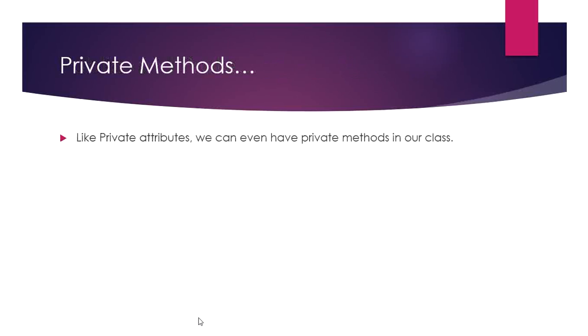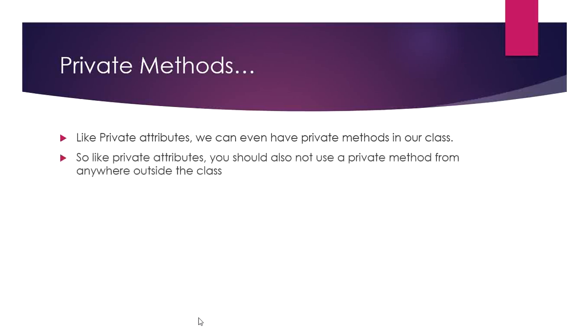Okay, moving forward, so we have private attributes, we also have private methods. They do the same thing that private variables do. It is also going to protect our stuff. If you still want to access these private methods, then we can by using that particular syntax. Like private attributes, you can also use them, but I'd like to tell you it is not a good practice to access private variables. Important, you should not try to access them. So like private attributes, you should also not use a private method from anywhere outside the class.